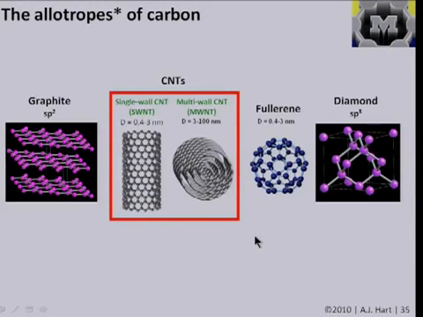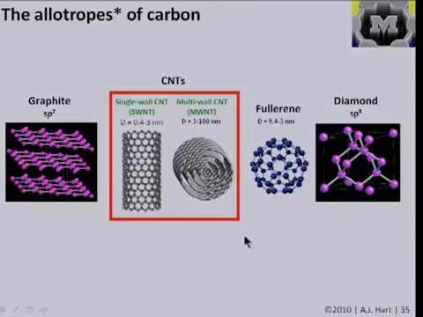Okay. Are there any questions about clusters? All right, we have about 15 minutes to go, and I think that's enough time to talk about the last topic, which is the structure of carbon nanotubes.